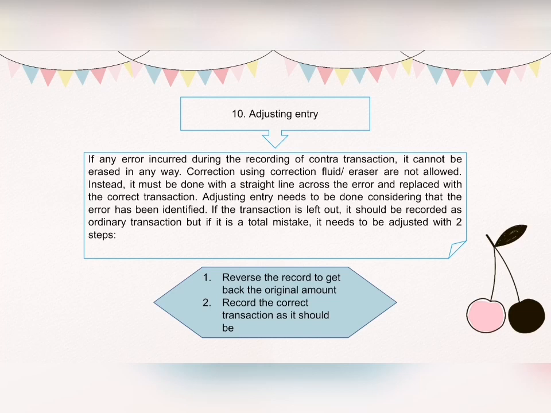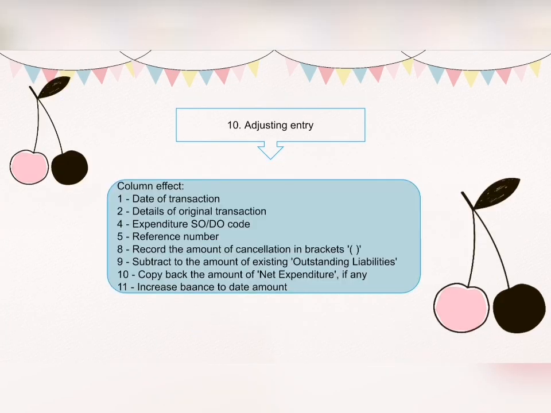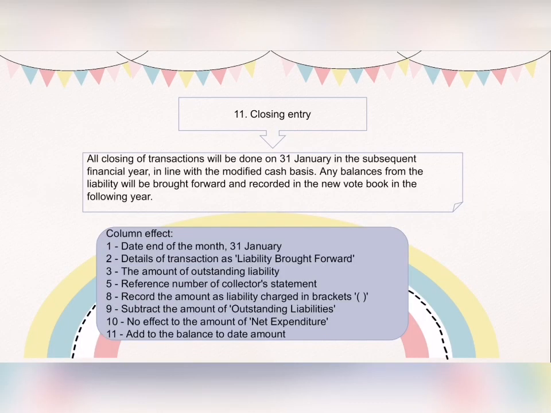But if it is a total mistake, it needs to be adjusted by reversing the record to get back to the original amount and record the correct transactions as it should be. And the columns that will be affected are column number 1, 2, 4, 5, 8, 9, 10, and 11. The second last transaction is closing entry.